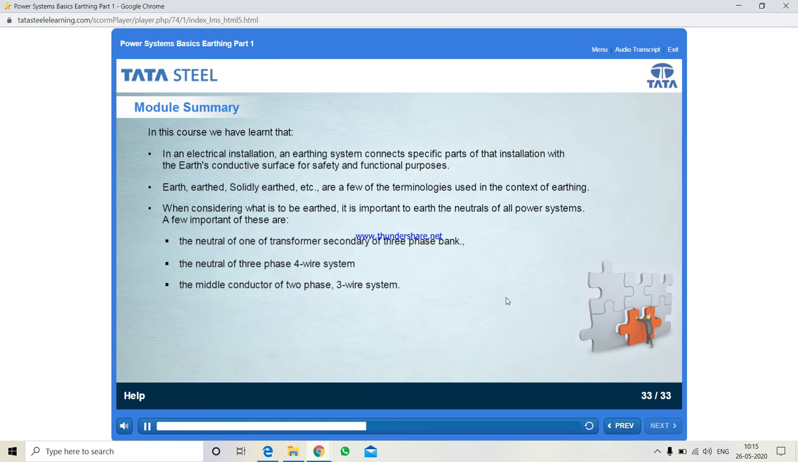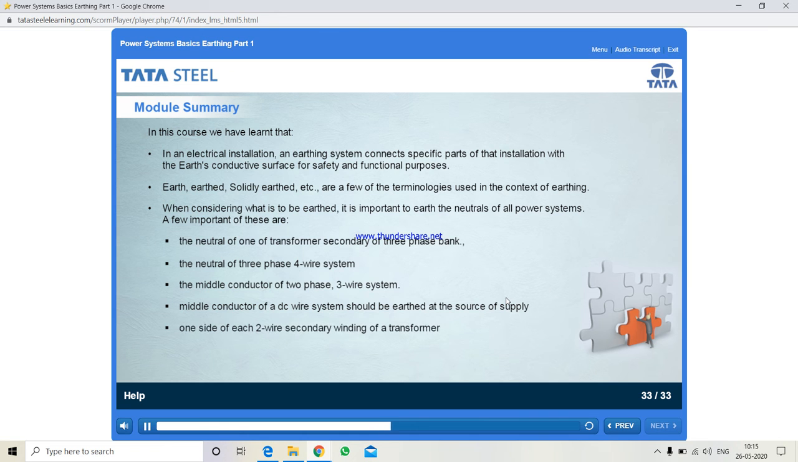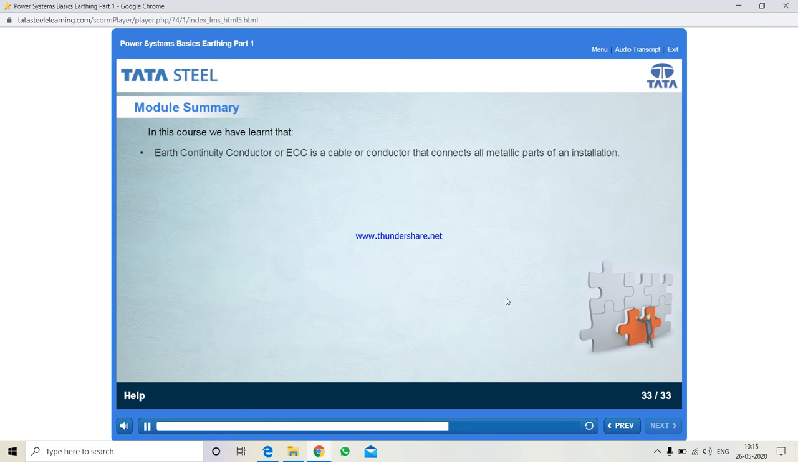The middle conductor of a DC wire system should be earthed at the source of supply. One side of each two-wire secondary winding of a transformer also needs to be earthed. Earth terminals of each lightning arrestor and one side of the secondary of each current and potential transformer should also be earthed. Earth continuity conductor or ECC is a cable or conductor that connects all metallic parts of an installation.